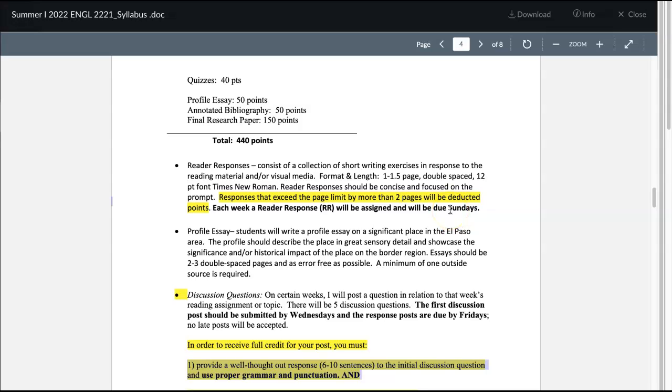Now, when it comes to the reader responses, those are due on Sundays, but I do leave them open until Monday, just in case any issues arise or anybody has like Wi-Fi problems or anything like that. But you want to make sure you don't wait until Monday, because if you submit it on Mondays, it's going to show up as late. So you don't want to fall into that habit of submitting it on Monday, because it could affect your grade, because it's going to be submitted late.